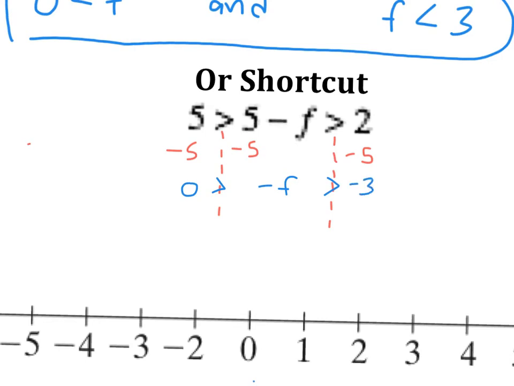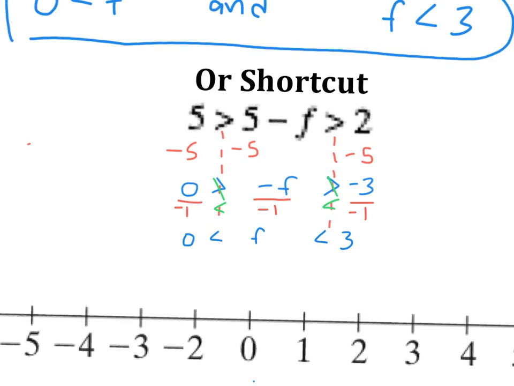Now, of course, the question is, what do I do now? How do I get rid of a negative f there? So I have to divide by a negative. Beep, beep, beep, beep. Now remember, whatever I do to one, I do to all of them. And why am I beeping? Because that means my symbol has to change direction. There we go. Now I'm going to bring down everything. 0 is less than or equal to f, which is less than or equal to 3.